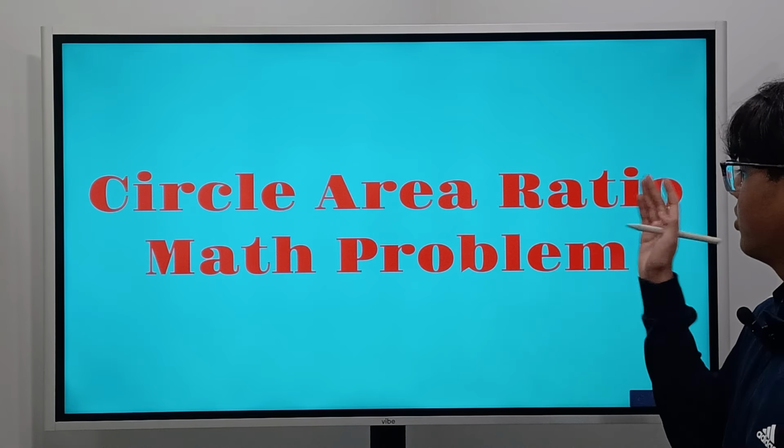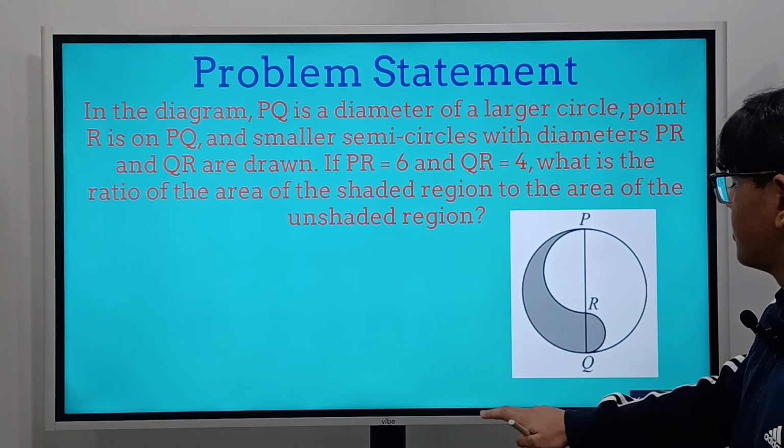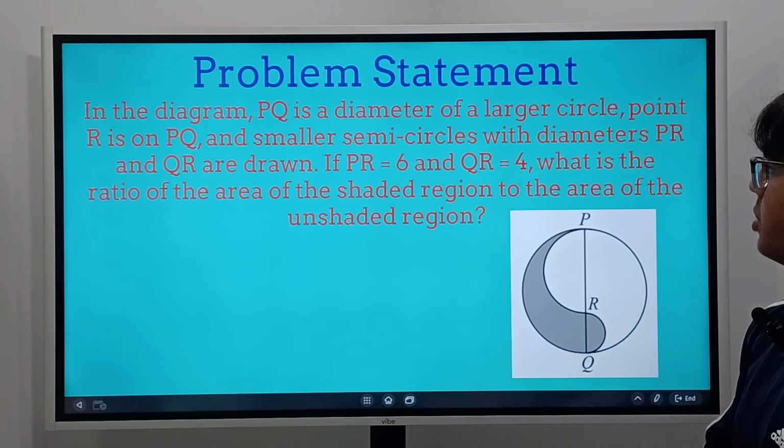We're going to be doing a circle area ratio math problem. So let's get started with our question. Here's the problem statement. This is what the problem reads.